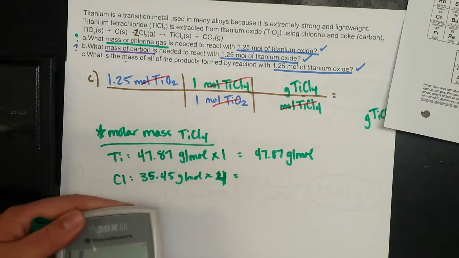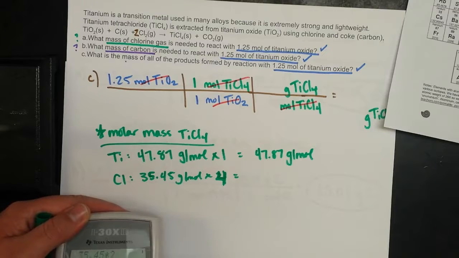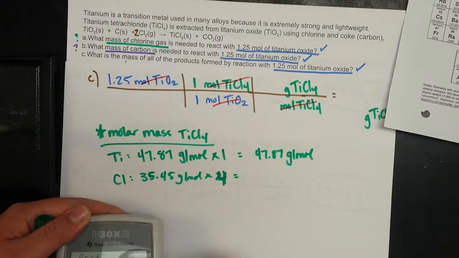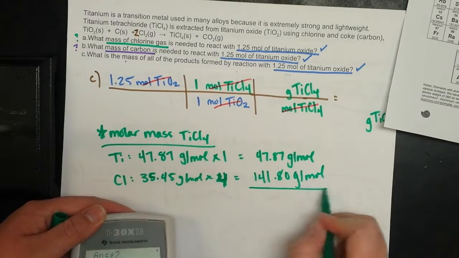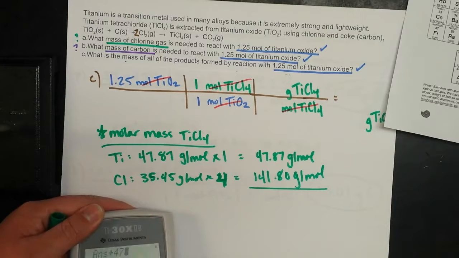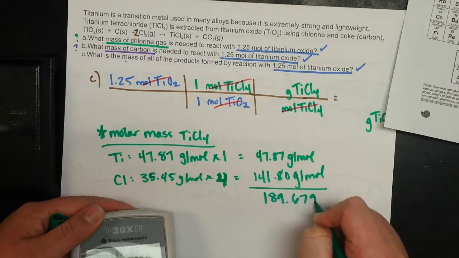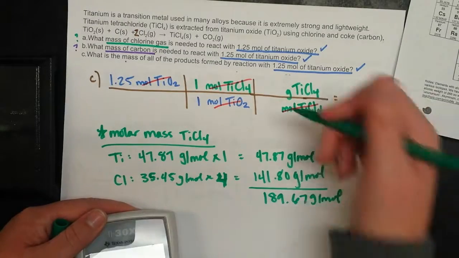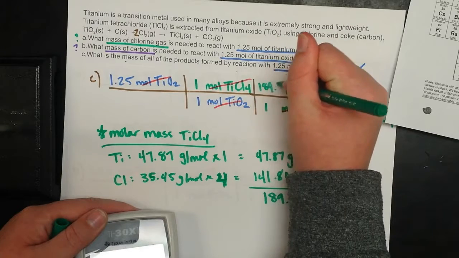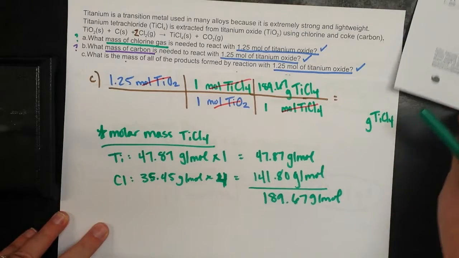Okay, so let's try to figure out what this is. So it's going to be 35.45 times 2. Excuse me, times 2 again, because it's times 4. So 141.8 grams per mole. If we add those together, we have a mass of 189.67 grams per mole for titanium tetrachloride. So there's that many grams in 1 mole. So 189.67. And now I can complete the problem.